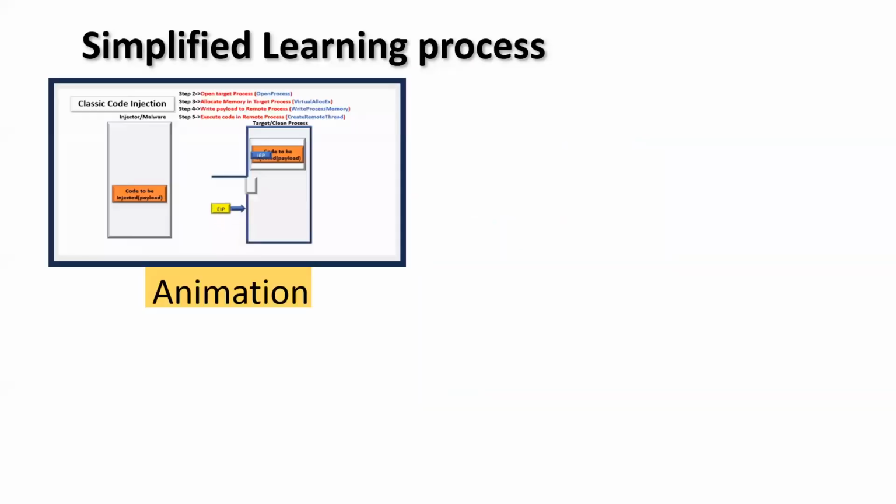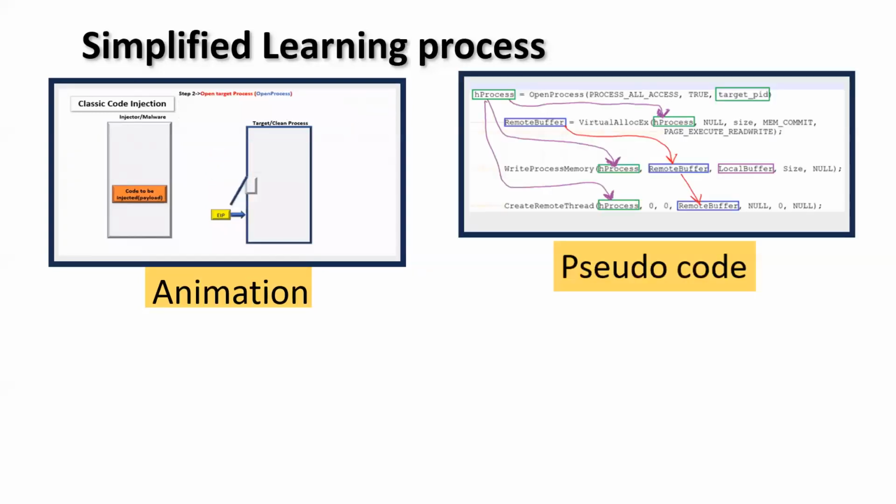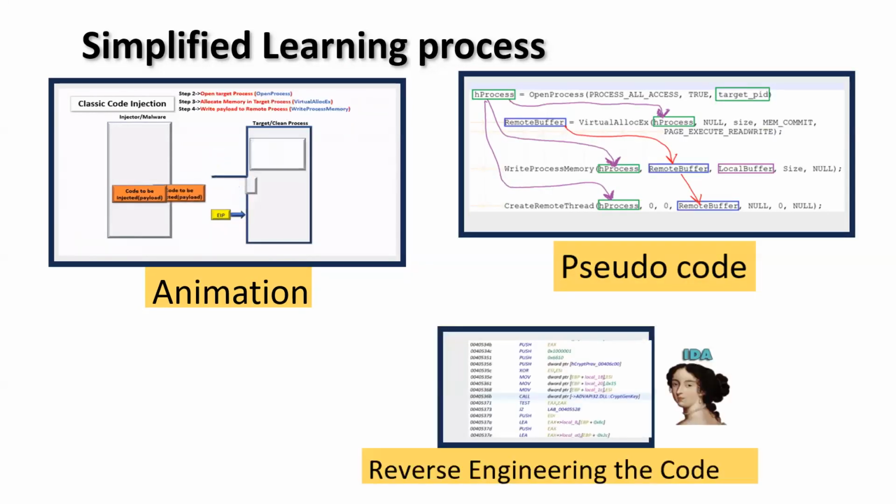So the learning has been simplified with the help of animations, pseudocode, and then at the last, reverse engineering of disassembly code. It is usually seen that reading disassembly is very tough for beginners. That's why I've taken help of animations and pseudocode before jumping onto the real disassembly code.